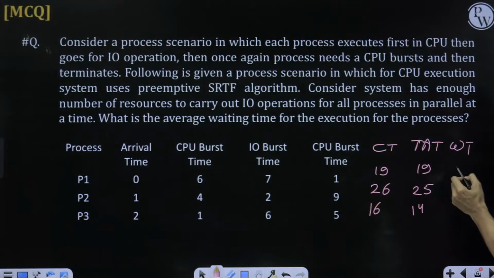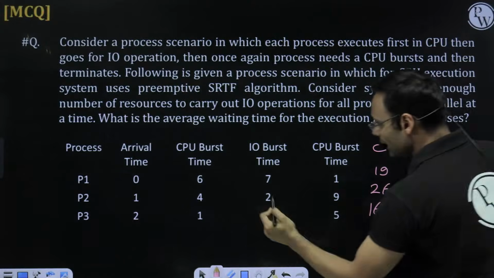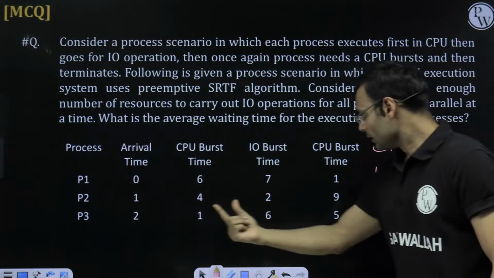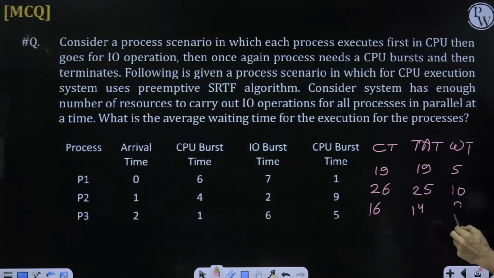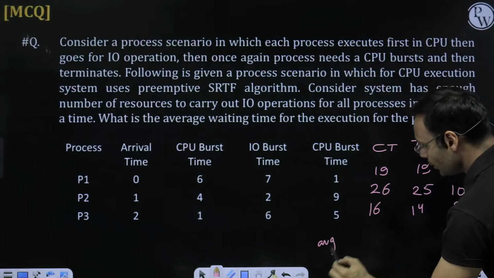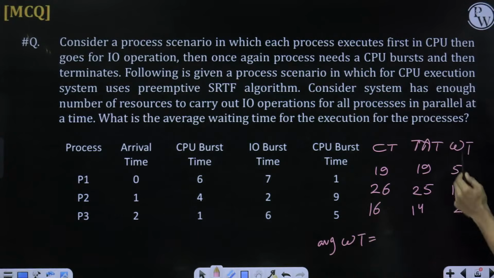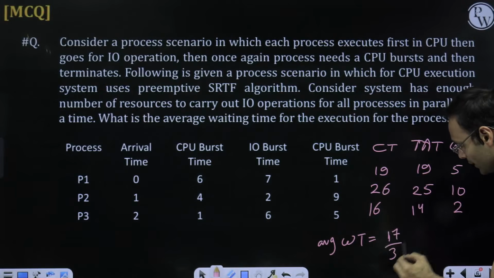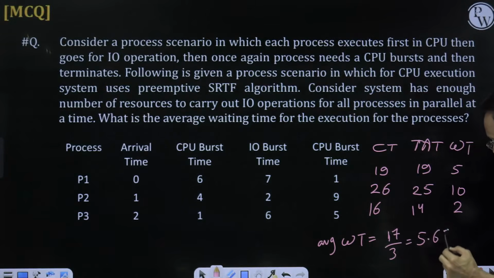19 minus 14 is 5. 11 plus 4, 15. 25 minus 15 is 10. 7 plus 5, 12. 2. So the average waiting time will be equal to the summation of these, 15 plus 2, 17, divided by 3, which is 5.666667. That is your answer.